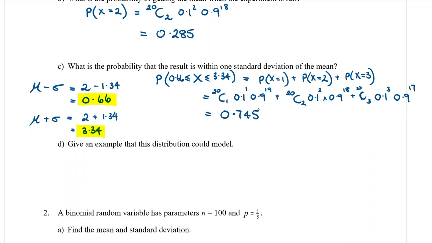Okay. All right, give an example. Oh, don't we like the wordy questions? Give an example that this distribution could model. So we weren't told at the beginning, we were just told that n was 20, probability of success was 0.1.